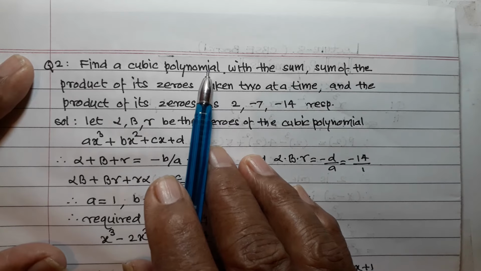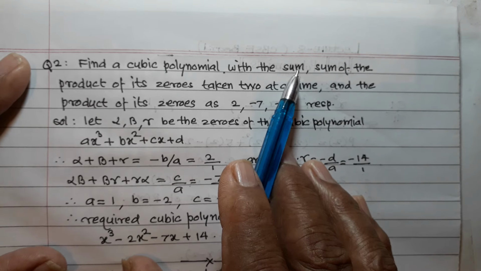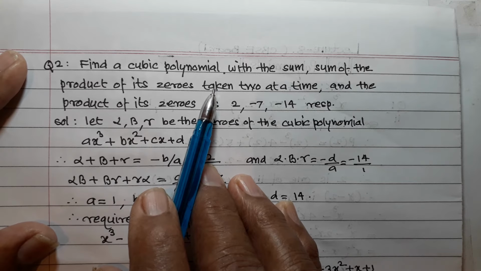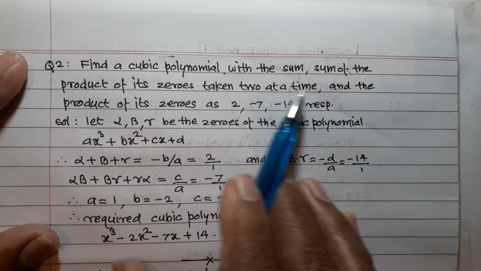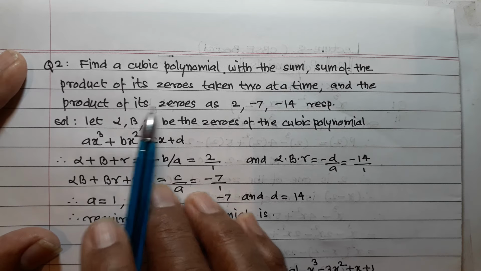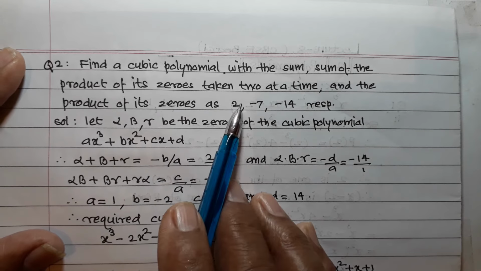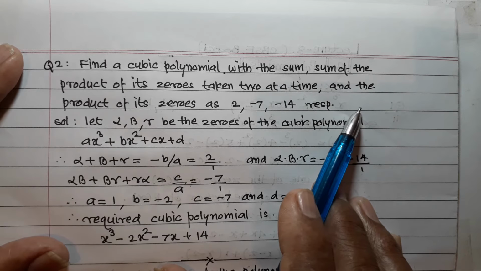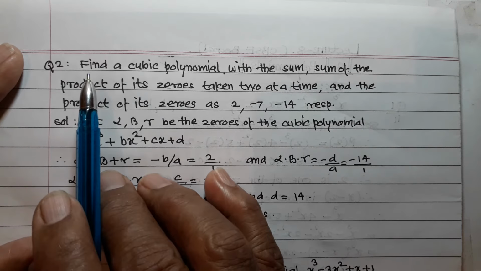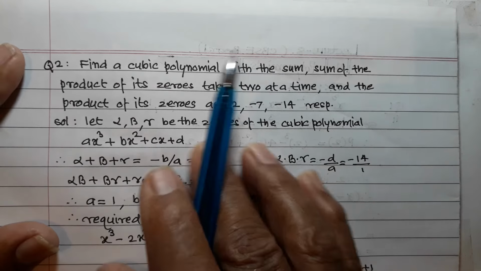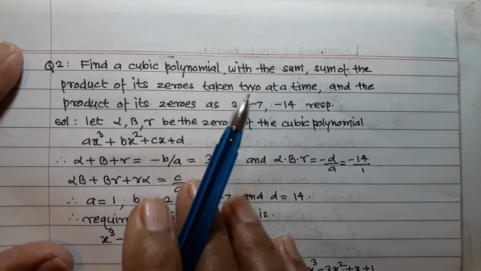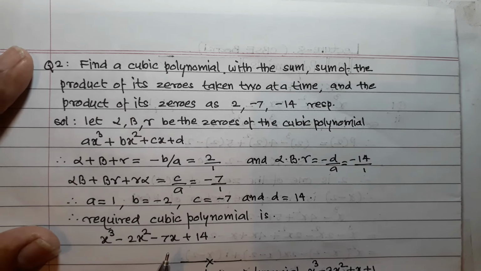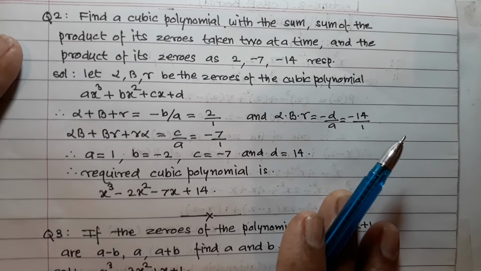Find a cubic polynomial with the sum of the product of its zeros taken 2 at a time and the product of its zeros as 2, minus 7, minus 14 respectively. Okay. Now then what? Find the cubic polynomial. So you know the method, because you used this method to find a quadratic polynomial.